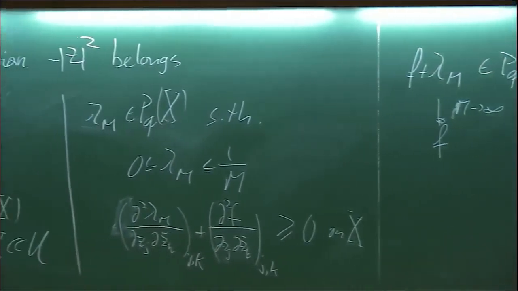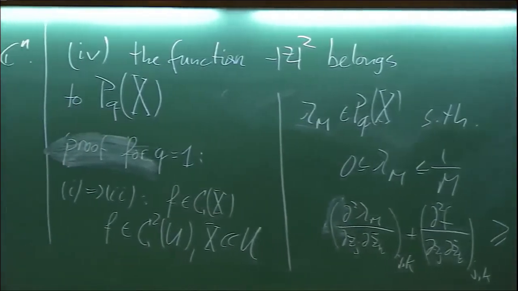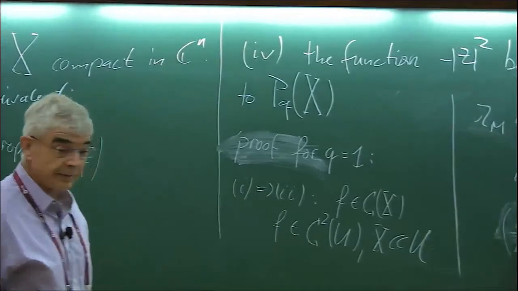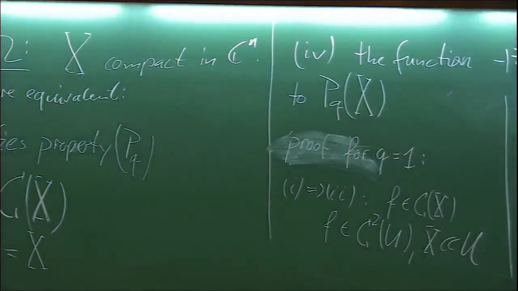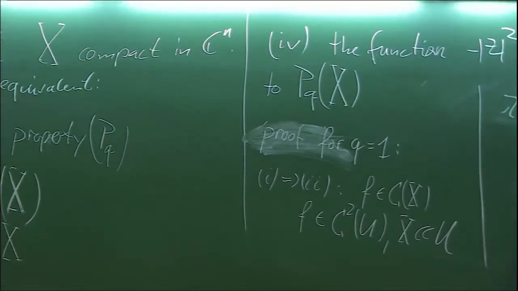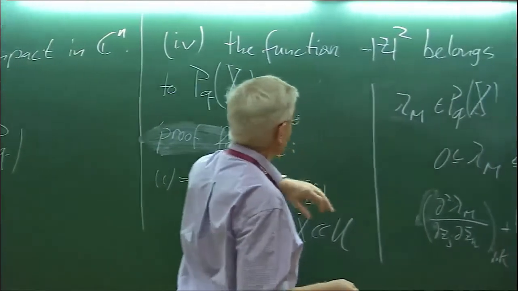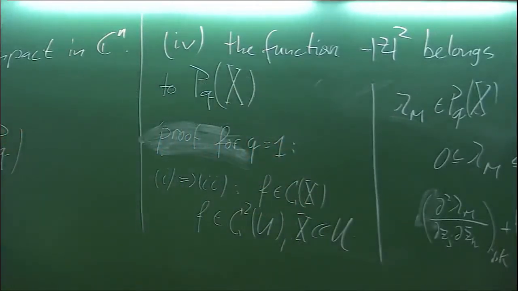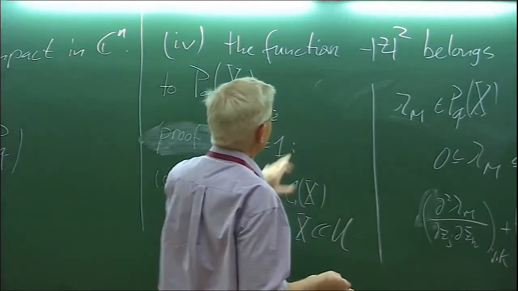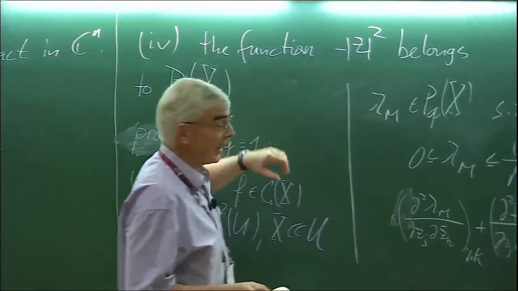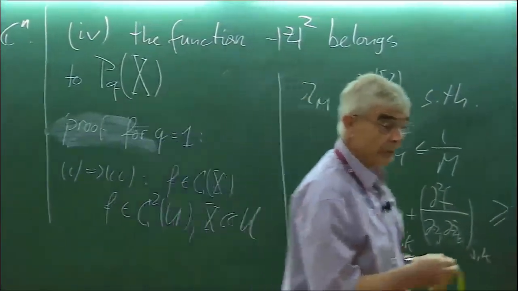Is everything okay? It's okay. So that was 1 implies 2. 2 implies 4 is trivial, right? Now 4 implies 1. Let's see how 4 implies 1. Right, so I know I can approximate this function, and I want to establish property P1. Well, if I can approximate this function, then I can also, for every positive number m, approximate minus m times mod zeta squared, right?